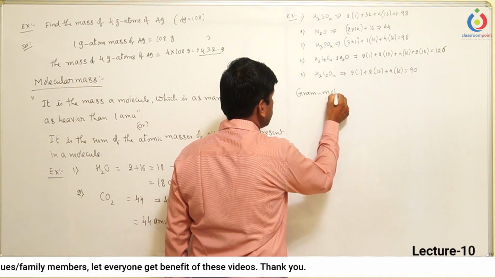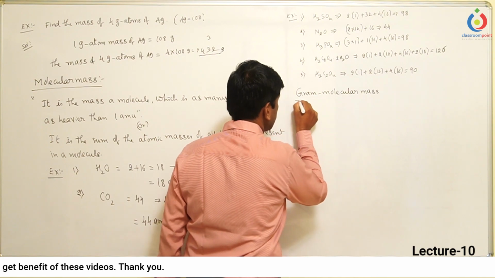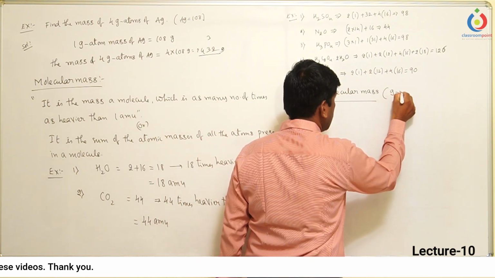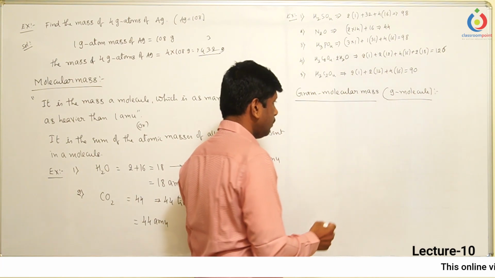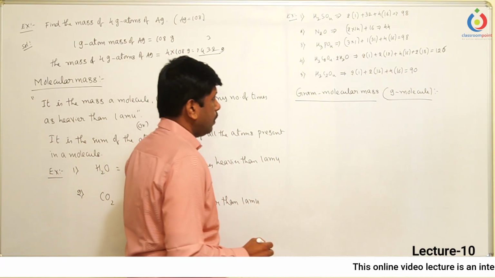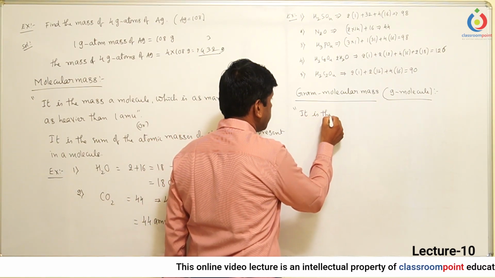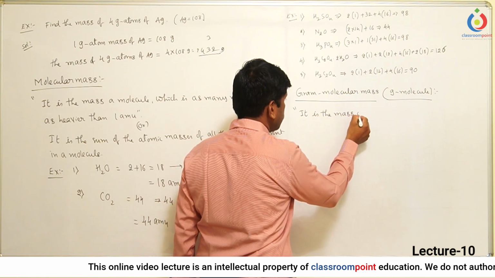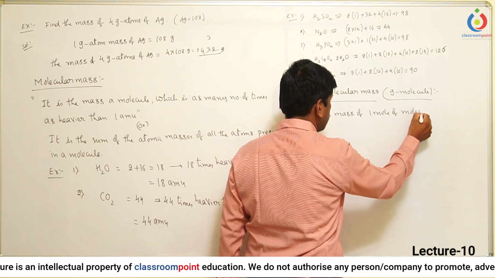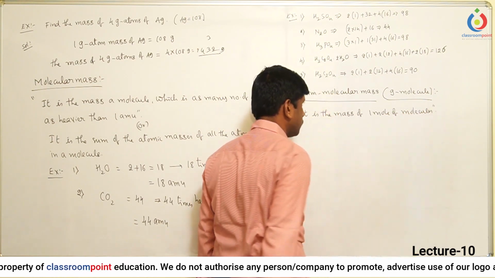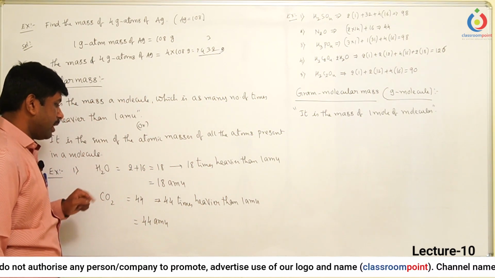Gram molecular mass, or it is also known as the gram molecule. So, gram molecular mass means it is the mass of one mole of molecules, expressed in grams. Let us take the H2O again.